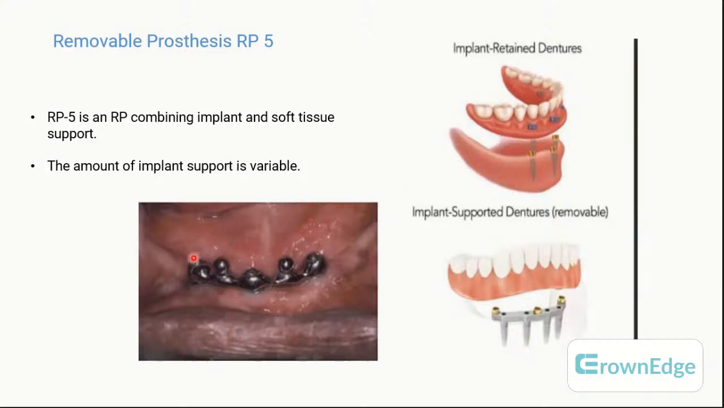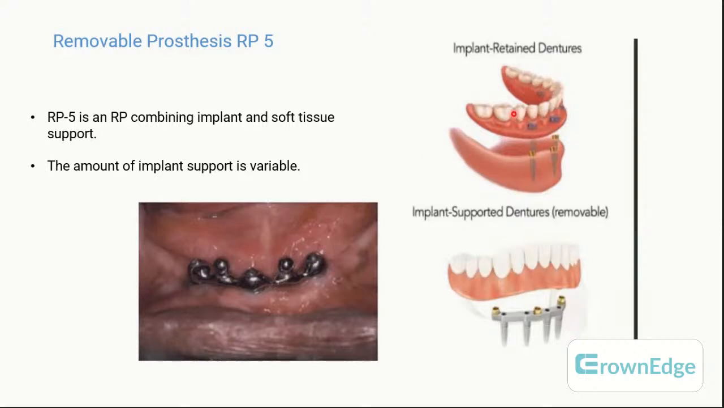Okay. As you can see over here, even if you have bone in the anterior, you do not have good bone in the posteriors, you can't practically place an implant. So what you do is you maybe place 2 implants or maybe 4 implants in the anterior region, and you take the support of the mucosa in the posterior region and you share the load which is going to be acting on the prosthesis. So this becomes something called an RP5 design.